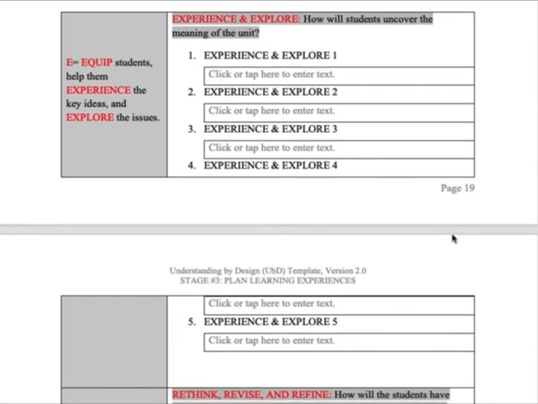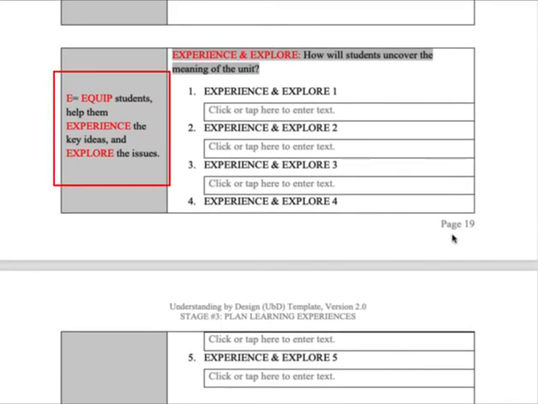Next, in our WHERETO framework, we have E for equip students. Help them experience the key ideas and explore issues. Basically, we want to determine how students will uncover the meaning of the unit. So, for example, in my Algebra 1 unit on linear equations, I may say, students will use the digital Explore activity in Lesson 4.1 to explore points on a line to complete the tables of values and determine the points that lie on the graph of the line. Students will then graph linear functions by making tables of values and by using x and y intercepts.